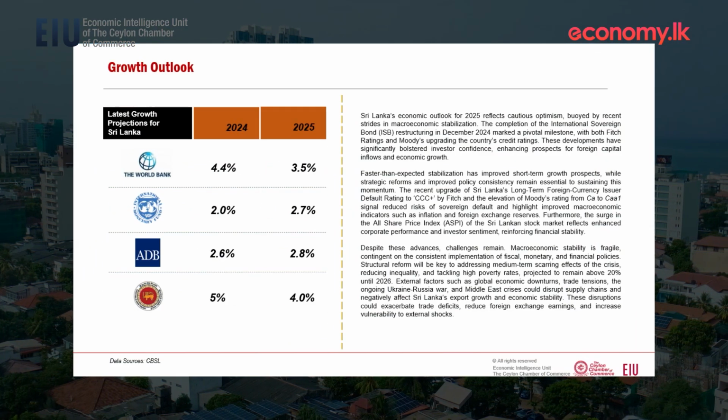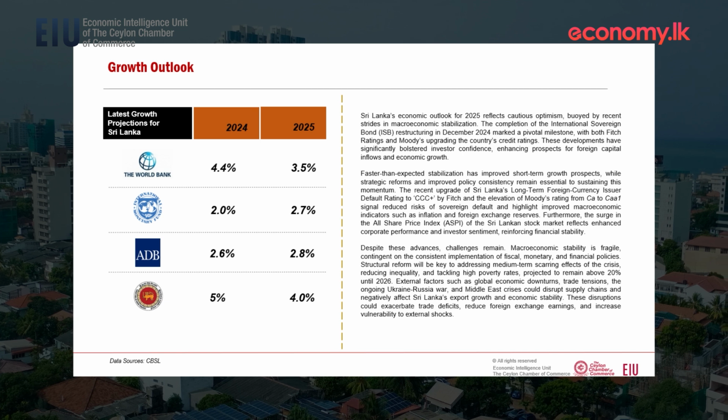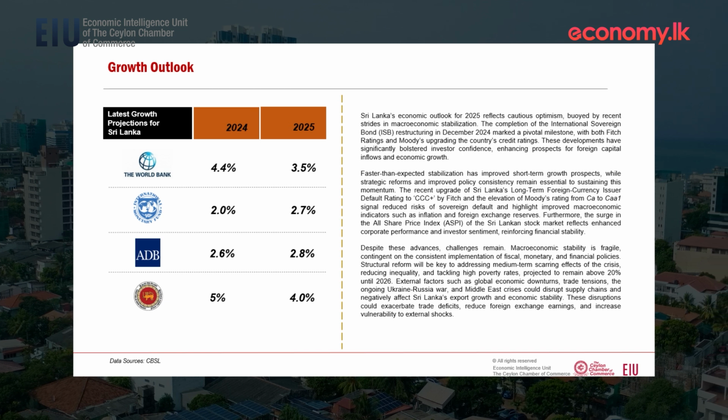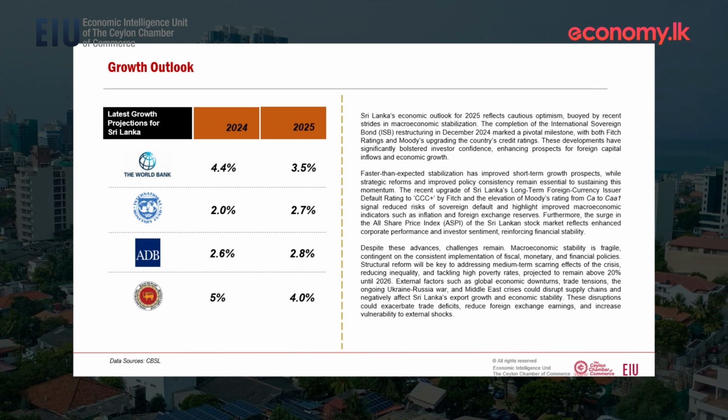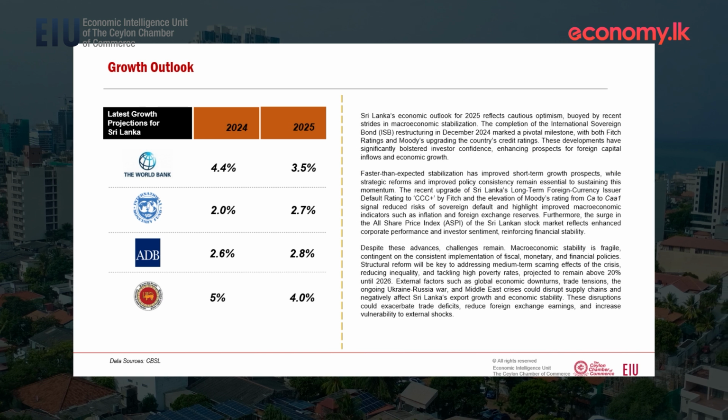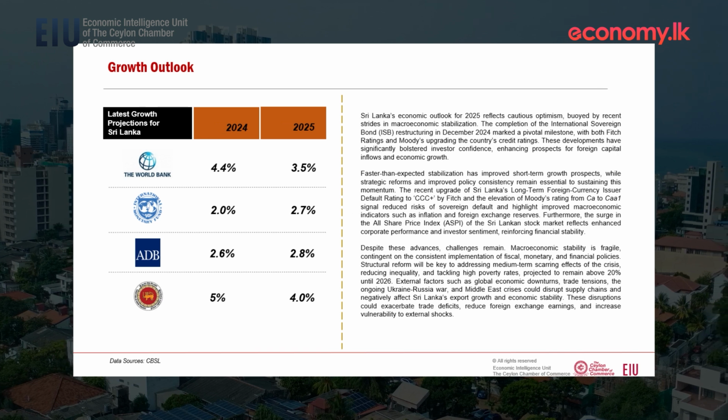Next up on the growth outlook side of things, you see that the central bank is quite optimistic in terms of growth outlook for 2025 at around 4%. The IMF is also at 3.5, whereas you see here that the World Bank and ADB are a little bit more pessimistic. Of course, these will be updated as the year progresses.